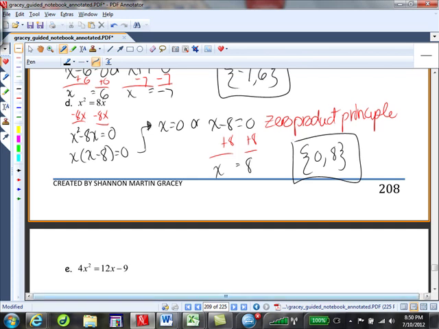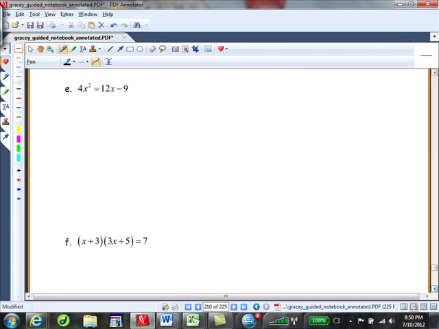Okay. Now, if you haven't done so already, I would advise that you pause the movie and try these on your own. Just remember, you need to have 0 on one side, and you need to have everything in factored form. So again, if you haven't done so already, pause the movie, see how you do. Okay, on your mark, get set, go! I know you can do it. Okay, let's see how you did.